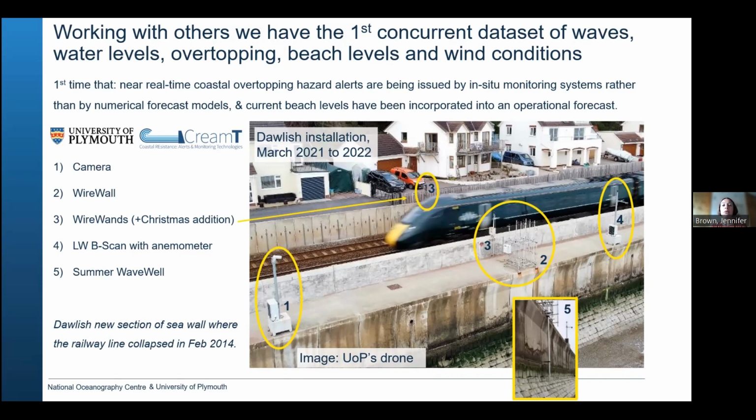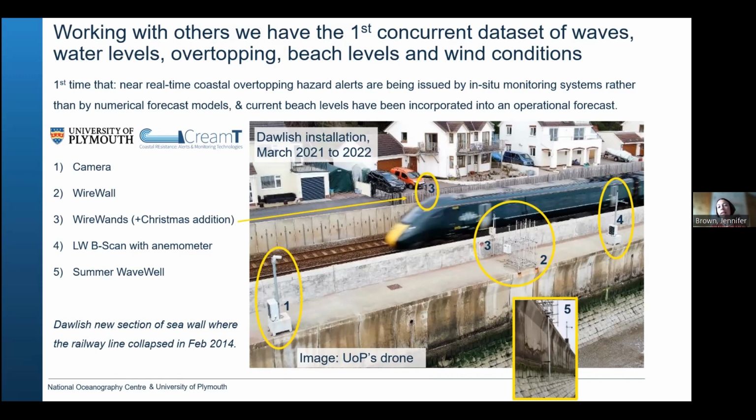And then the 2 number 3s are smaller wire wall systems that we're calling wire wands, that can just collect information about the frequency and the duration of the wave overtopping. So we know when the water reaches the wall that's between the pedestrian walkway and the rails, and also the garden fence between the housing and the railway line.